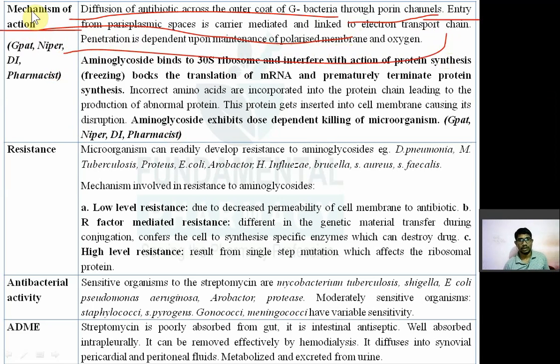will go inside the cell. Now once it gets entry into the bacterial cell, it will bind to the 30S ribosomal subunit of the bacterial ribosome. Ribosomes in bacteria are nothing but the factory for synthesis of proteins.